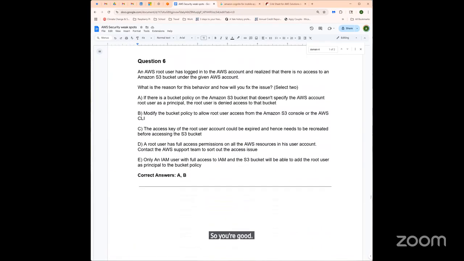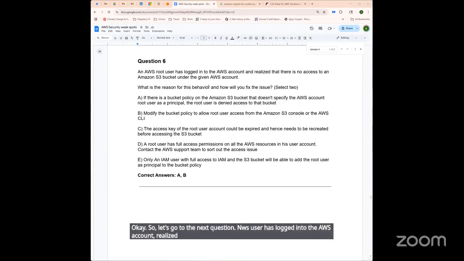All right, next question. Okay. So let's go to the next question. An AWS user is logged into the AWS account, realizes there's no access to an S3 bucket under the given account. What is the reason for this behavior? Oh, we've done this.